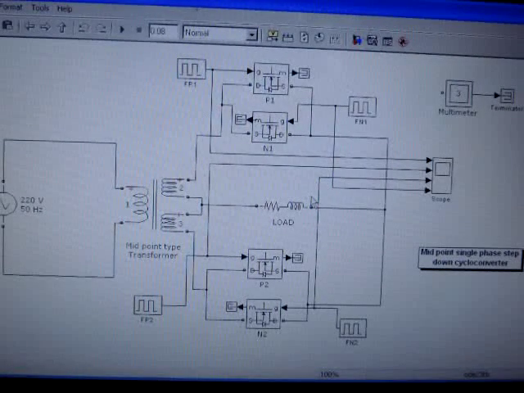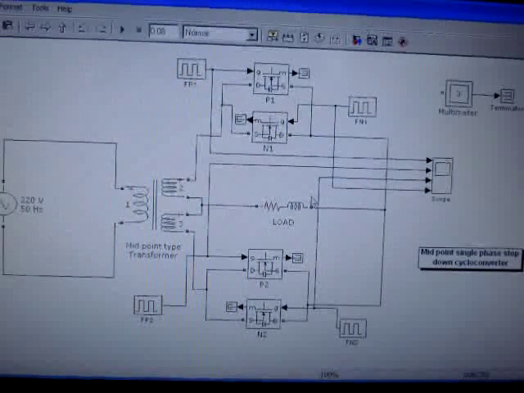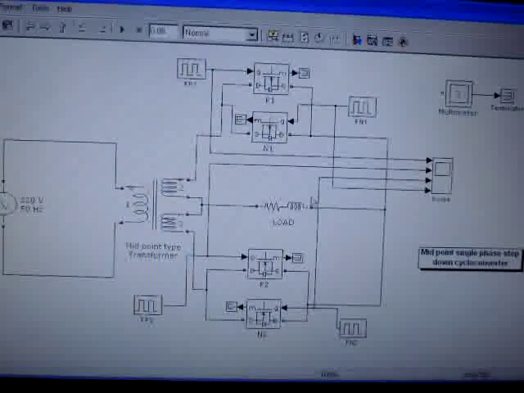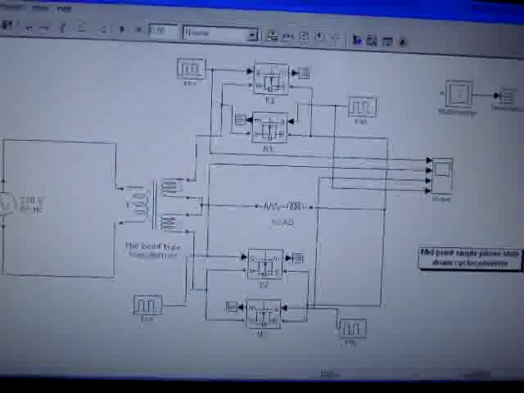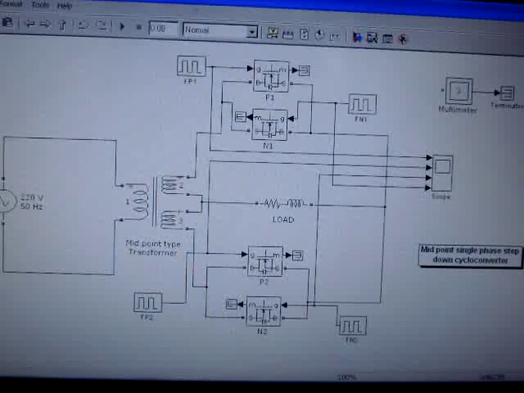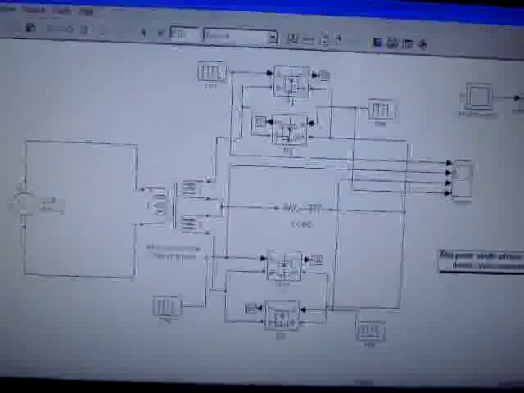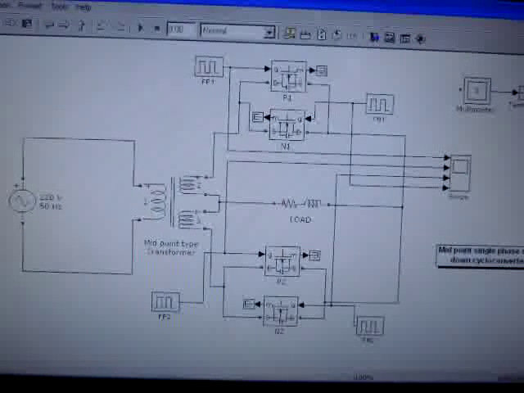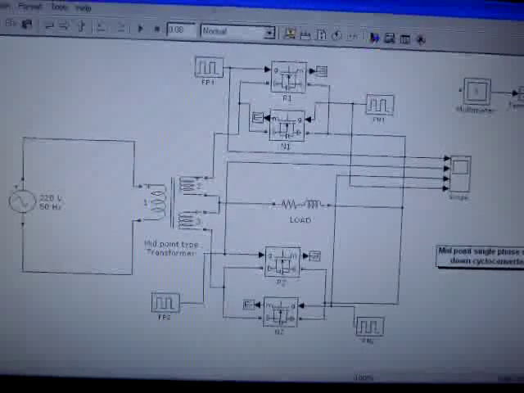So welcome to the new session. In this session we will discuss cycloconverters. As all of you are aware, a cycloconverter is a device which converts AC supply frequency.